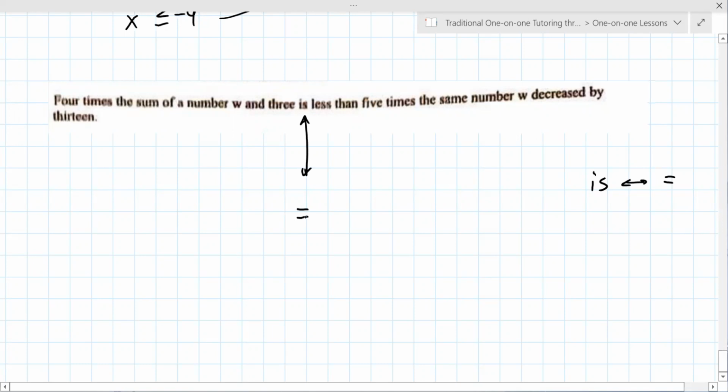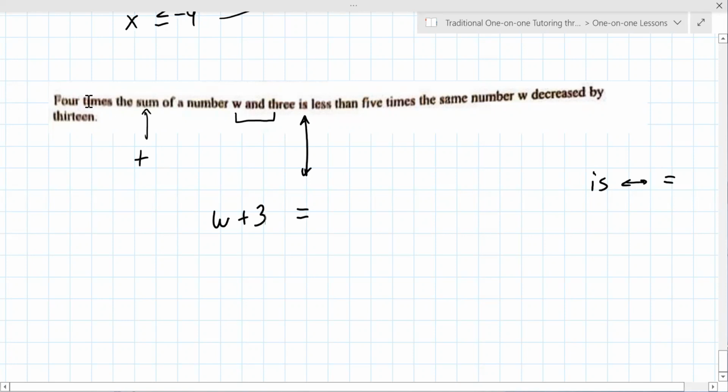Then maybe you thought, okay, I'm in the inequality section of the course, so I need to put an inequality, but that's what you got there. So 4 times the sum of a number W and 3. This sum, what math operation does sum refer to? Adding. So it's W and 3, so that would be W plus 3. And then 4 times that.